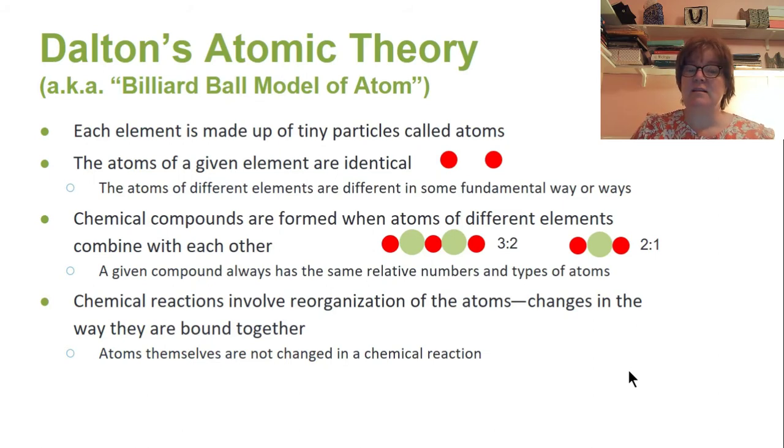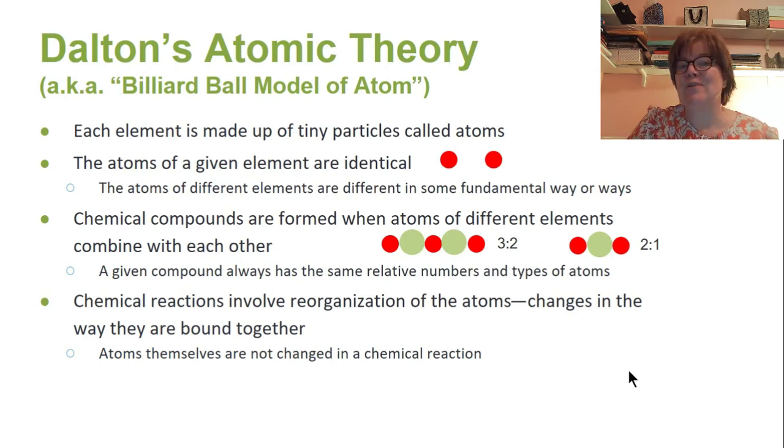The atoms of a given element are identical. So if I find a bunch of atoms and they were all the same element, oxygen, I would expect all of those atoms are identical if I'm talking about Dalton's atomic theory. Spoiler alert, later we're going to say that that's not true, but chemicals, and if it was a different element, they're going to be different in some fundamental ways. So in other words, all the oxygen atoms are identical to each other, but they're all different from all the hydrogen atoms.